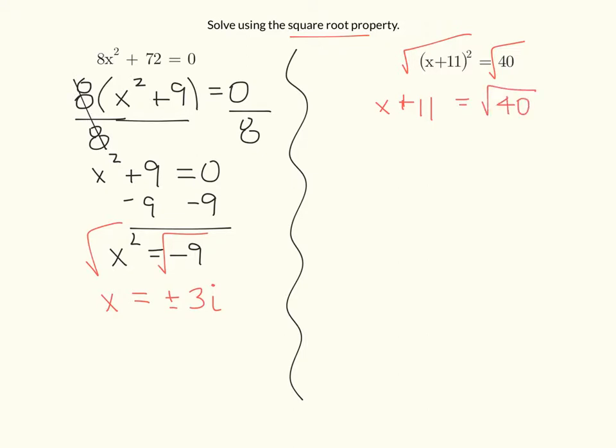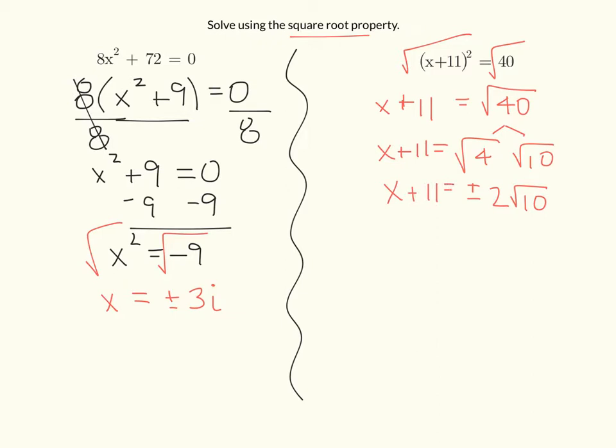Now we know we can break apart square roots. I'm going to break this down into the square root of 4 and the square root of 10. And so we're going to get plus or minus always 2 square root 10. Okay, on this side we still have x plus 11 equals that.